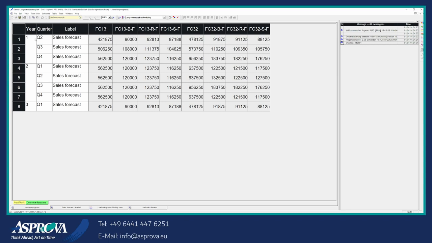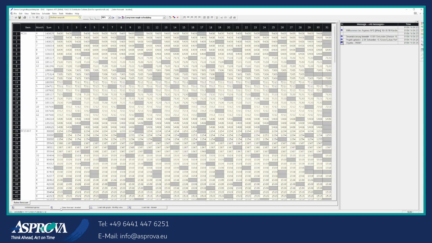This plan is converted into a leveled sales plan by Asprova to determine daily production. These forecasts are converted into monthly plans. For example, a total of 140,625 units of article FC13 must be produced in April. This is leveled to the available calendar days considering the available shifts. In our example, this corresponds to a daily production of 5,408 or 5,409 units.